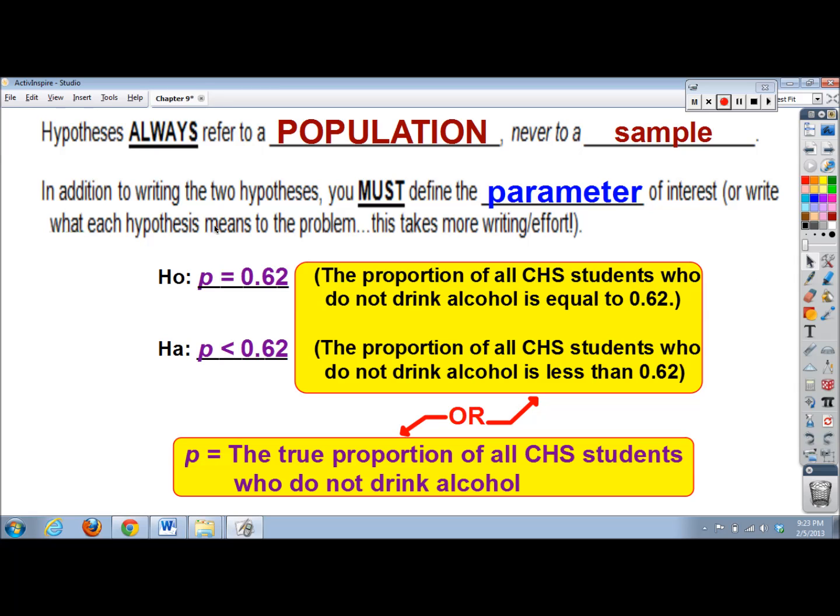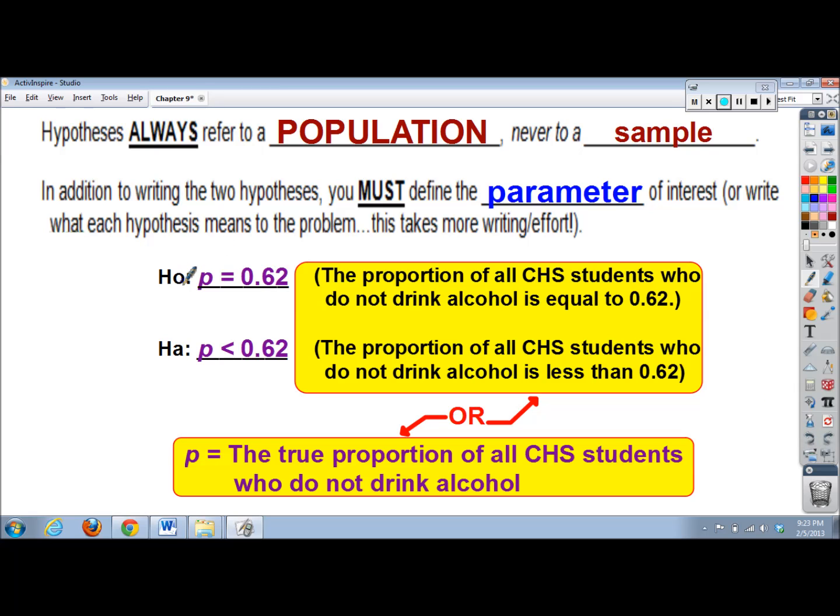Or, as I've got here, you can write what each hypothesis means to the problem, and it's going to take a lot more writing. So you either need to do this much writing or this much writing. And I think most of you would probably prefer this much writing. Okay? But it's up to you.